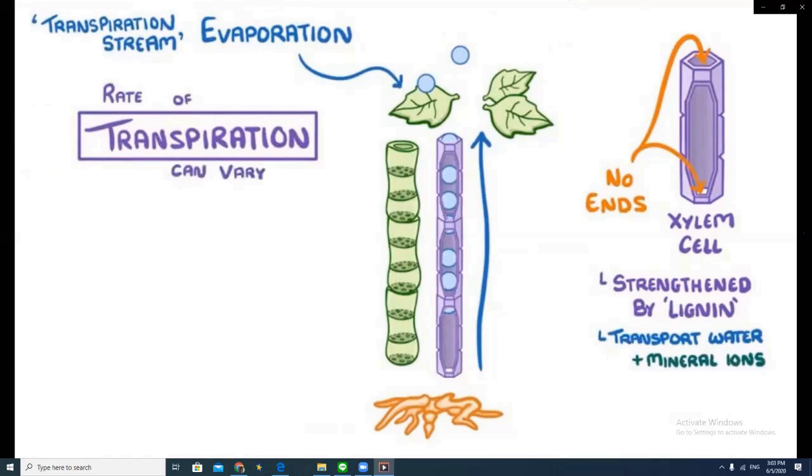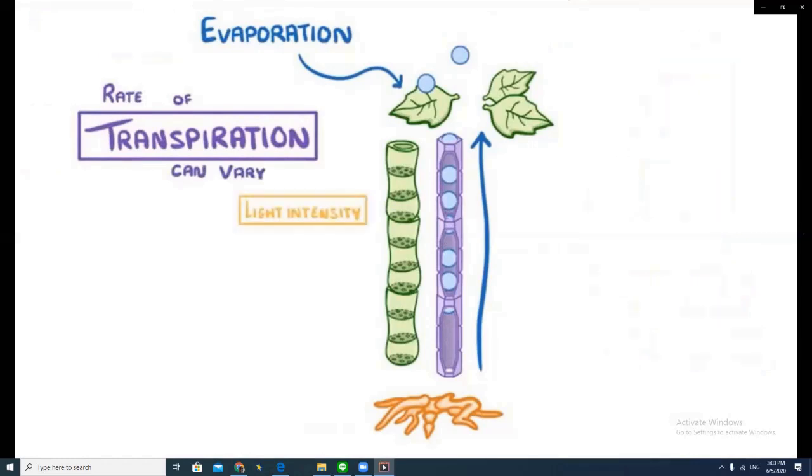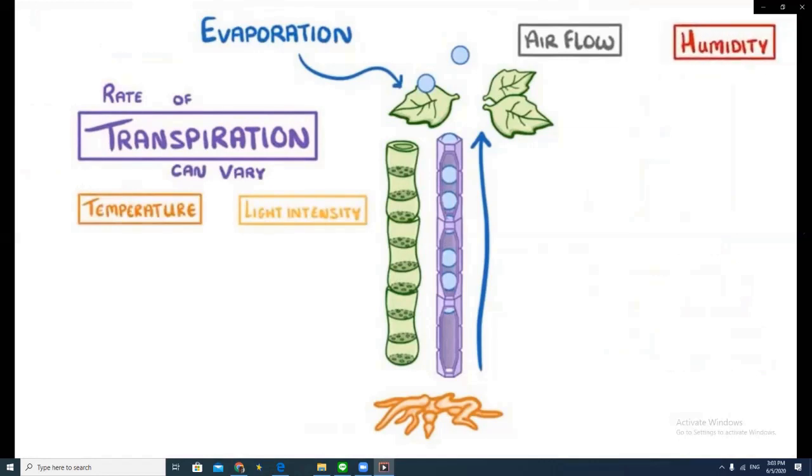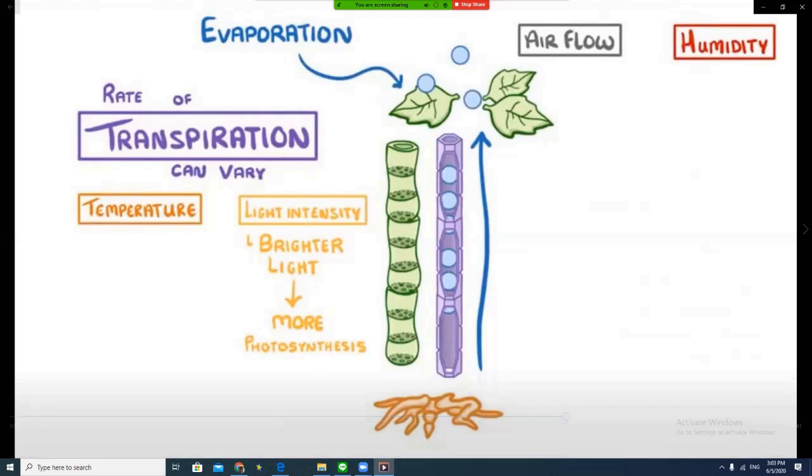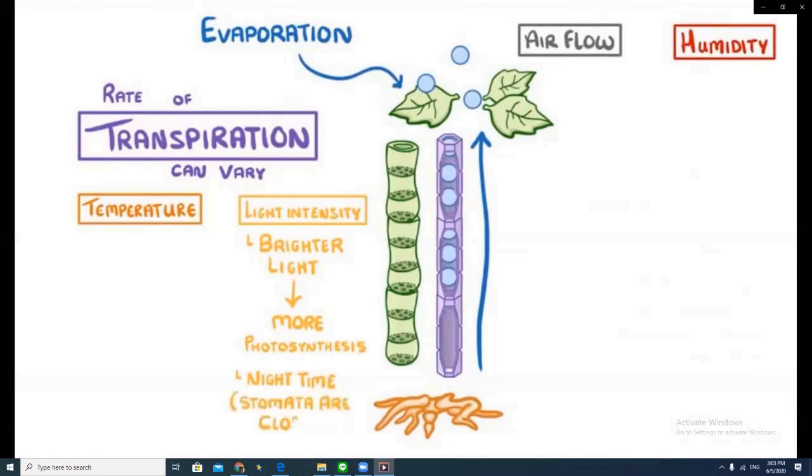There are four things that affect the rate of transpiration. They are light intensity, temperature, airflow, and humidity. Light intensity: the brighter the light, the more photosynthesis happens. How about during nighttime, when the stomata are closed? So a lower rate of transpiration. Remember, stomata close at nighttime.